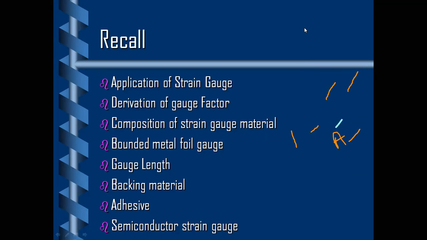Then we have seen the different compositions or materials used to develop or design strain gauges. Finally, we studied the bonded type of metal foil strain gauge, and in this lecture we are going to concentrate on the semiconductor type of strain gauge. Along with the different compositions, we saw the gauge length, the gauge factor and the composition of the material. I provided a table with the composition and gauge factor along with the material.